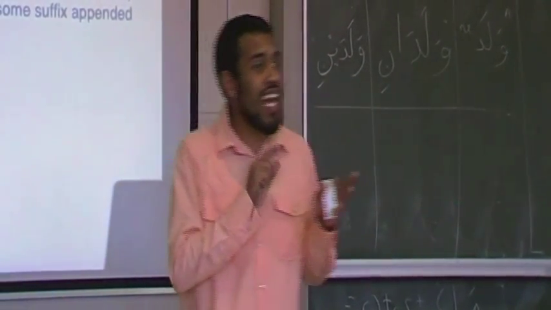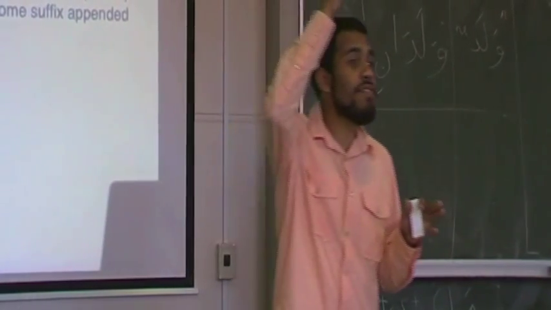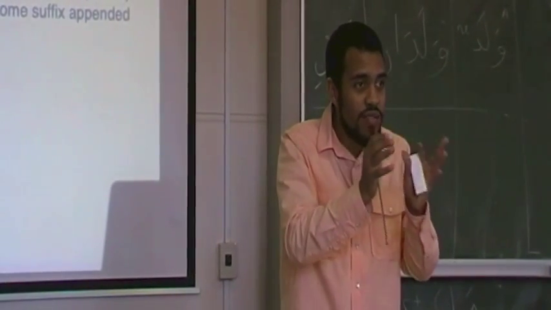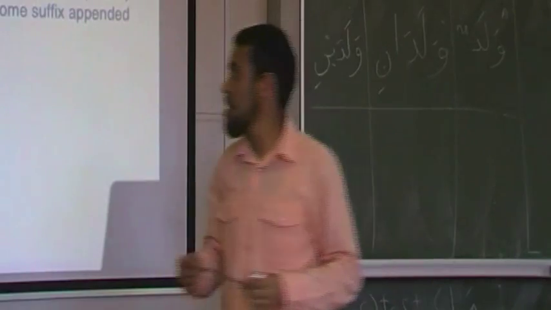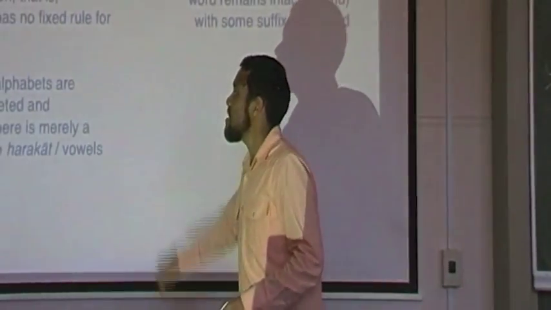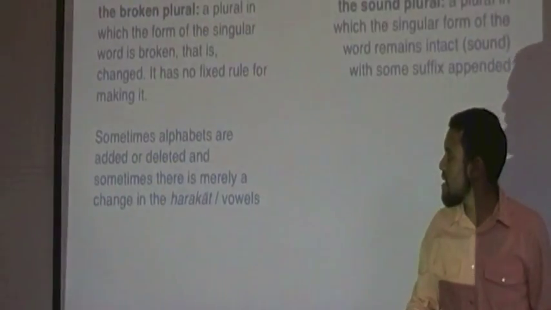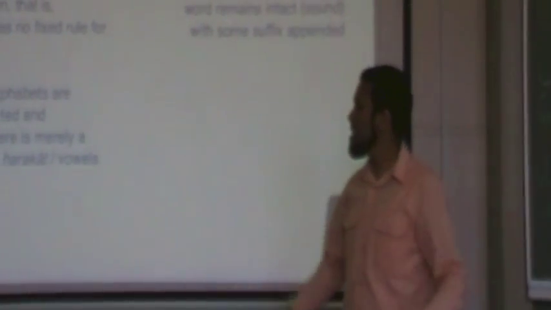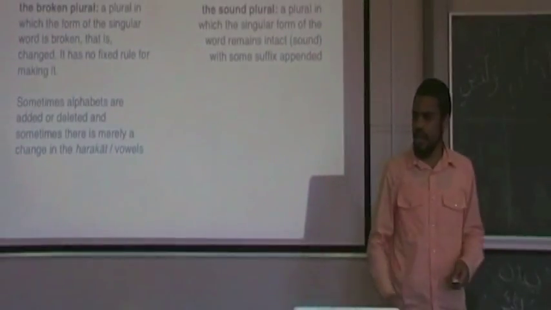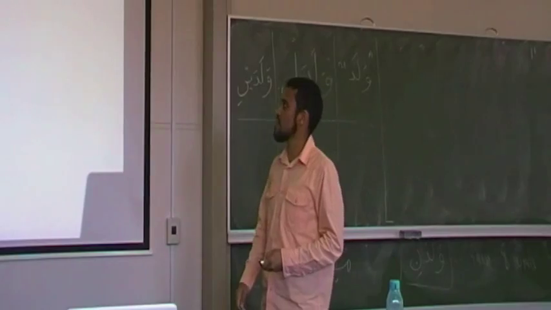We don't have ra, jim, and lam. We now have ra, jim, alif, lam. So the base of the word was changed, and when it changes like this, it is called the broken plural. Now, technically it has no fixed rule for making it. Sometimes alphabets are added, sometimes we delete, sometimes we merely change a vowel in it. I'm going to look at two or three examples.